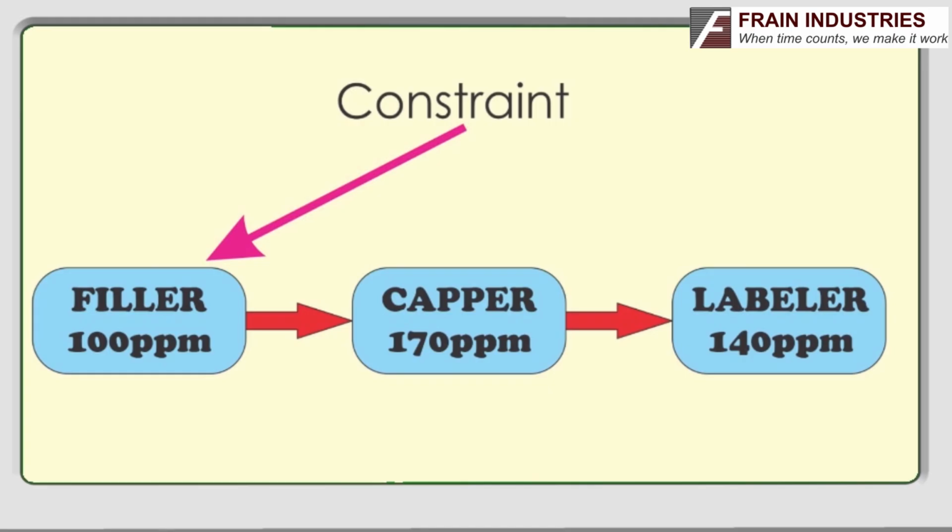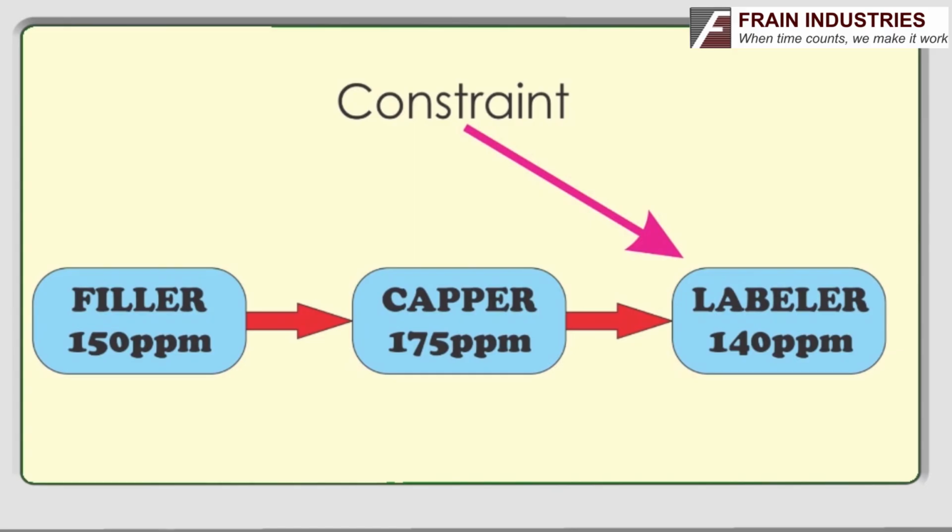Tomorrow it's going to be running a 1-liter water-like product. The filler can run this at 150 ppm. The capper, which can run up to 175 ppm, is no problem. But the labeler can only run 140 ppm, and today it becomes the constraint.